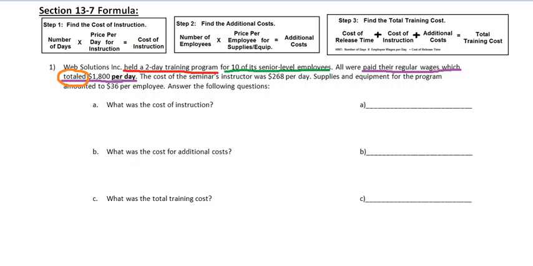That's not how much each employee makes. That's how much all 10 of them make. And that's important to say that that's how much they make per day. So hopefully you understand those two orange circled bits of the problem.